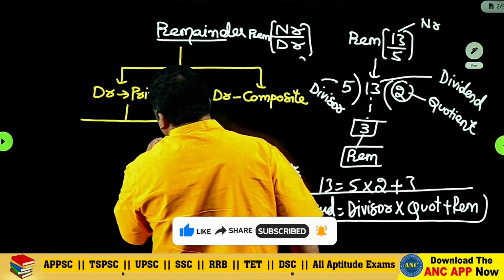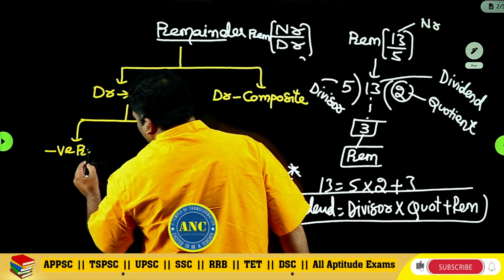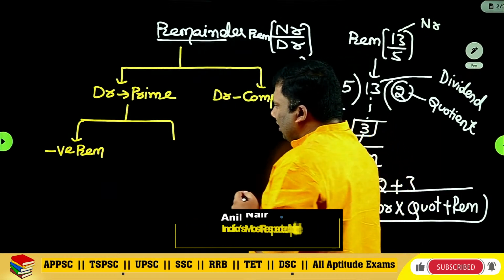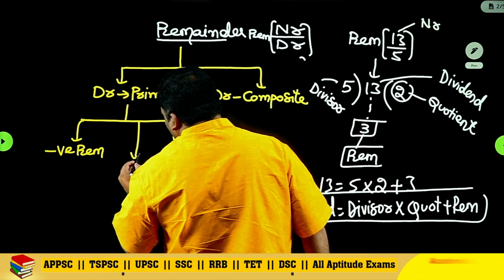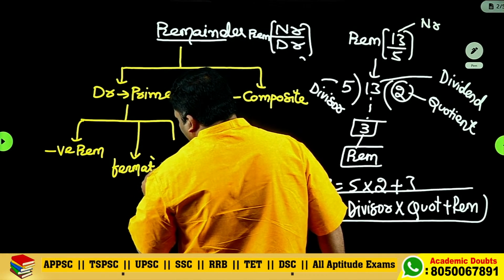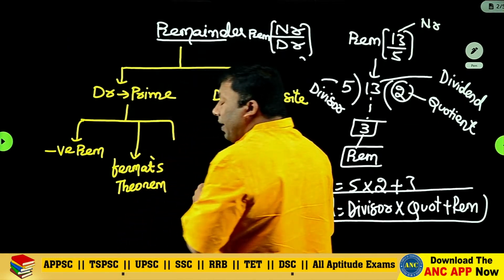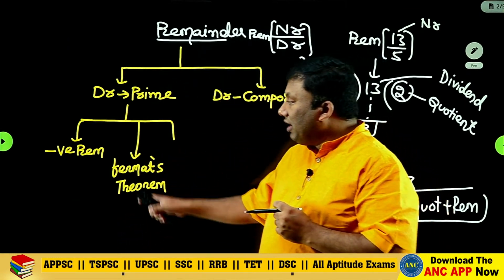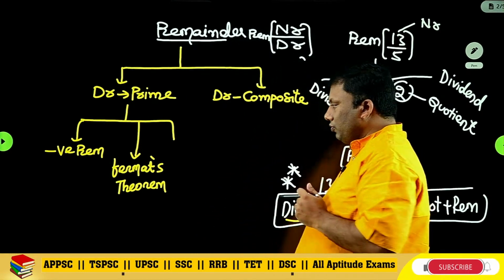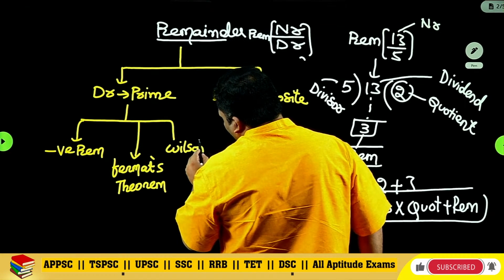If the denominator is a prime number, the basic method to solve remainder problems is by using negative remainder. If there is any problem with negative remainder, then I will use Fermat's theorem. Fermat's theorem is a better way to solve remainder problems if a negative remainder is taking a little more time. If the denominator is a prime number, we can also use Wilson's theorem.